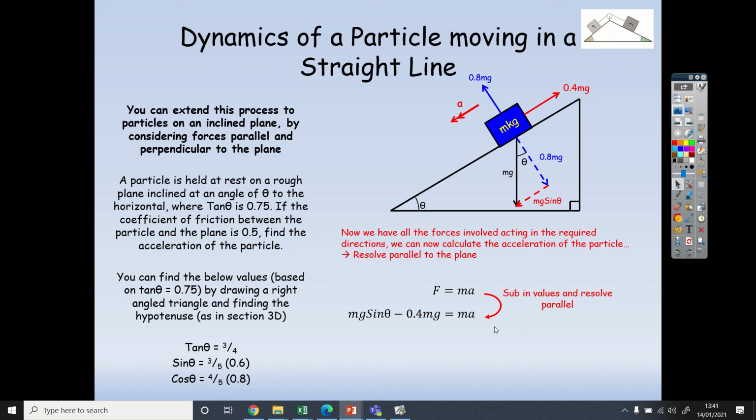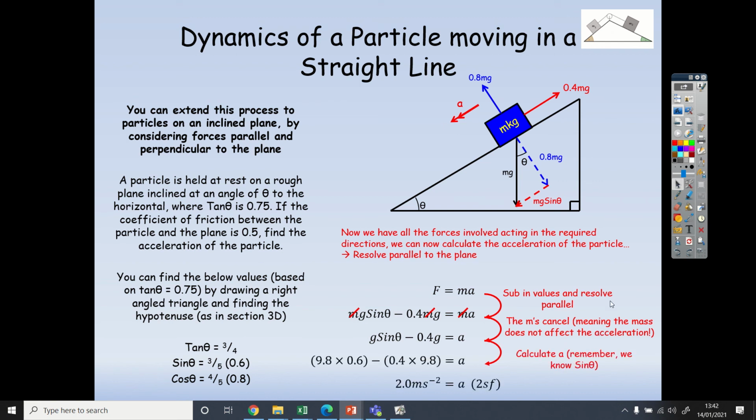Now the nice thing about this is that we didn't know what m was, but since every term has got m, we can cancel them out. So the mass is independent of the acceleration. And then we can solve it for a, which is 2.0. Everything on that left-hand side, we know the value of.